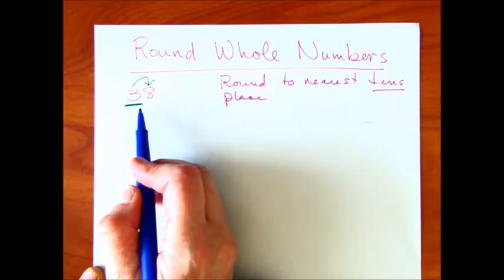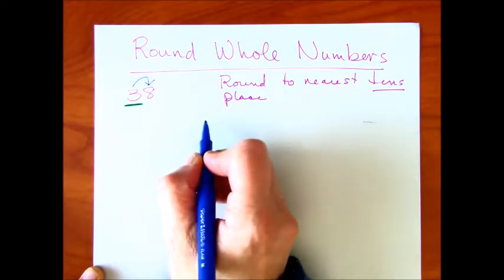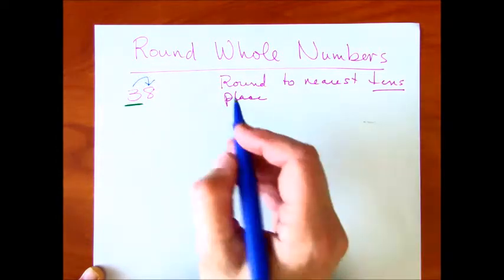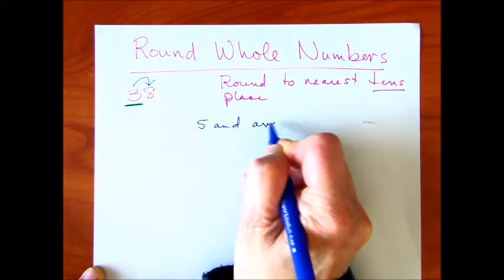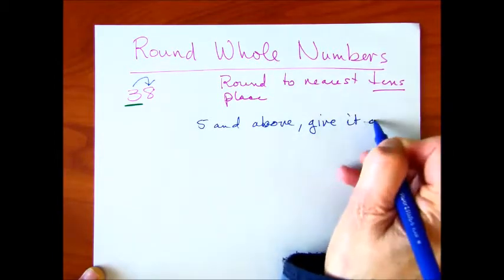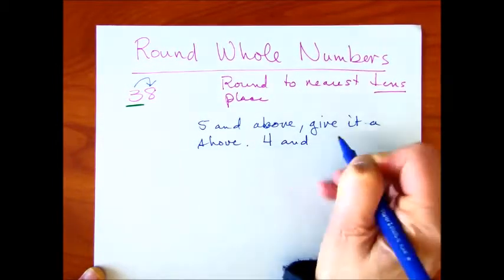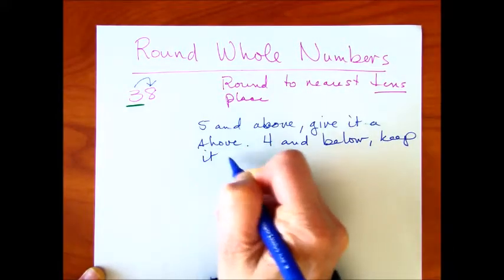Now there's a little saying that I like to use in class, and it goes like this: 5 and above, give it a shove. 4 and below, keep it low. So I'm going to write that out for you because you might want to use that or use something similar to that to help you when it's time to round. So it goes like this: 5 and above, give it a shove. 4 and below, keep it low.